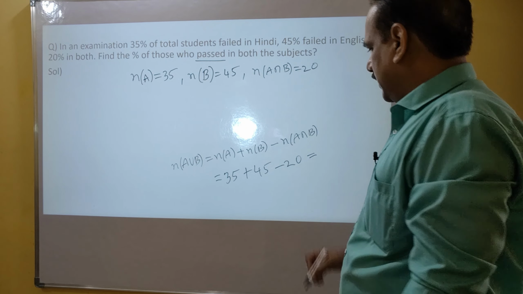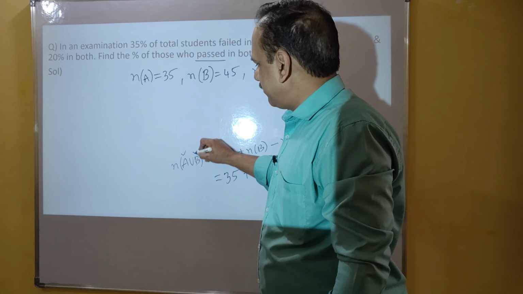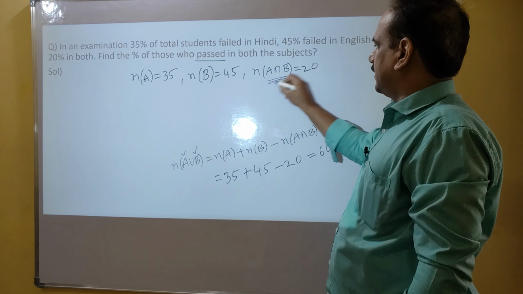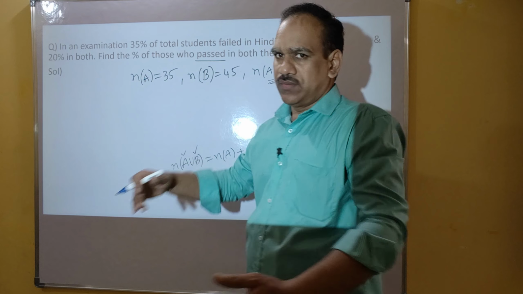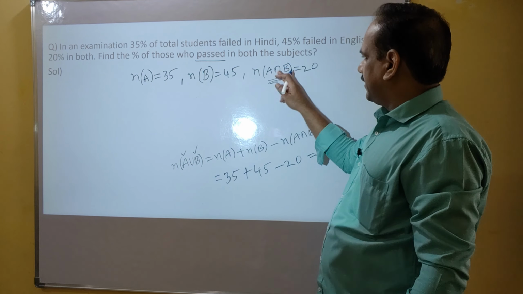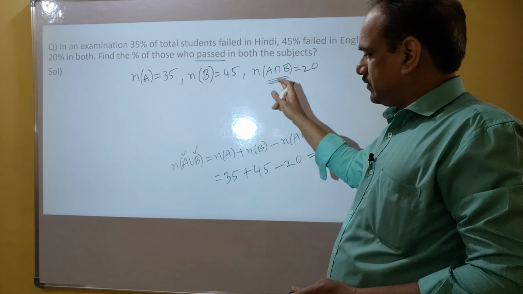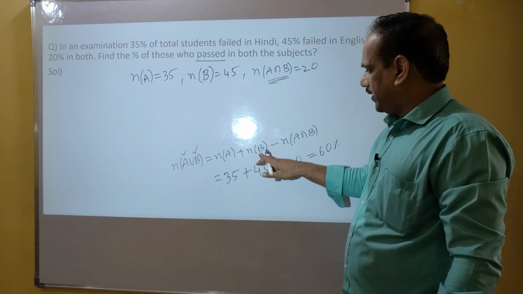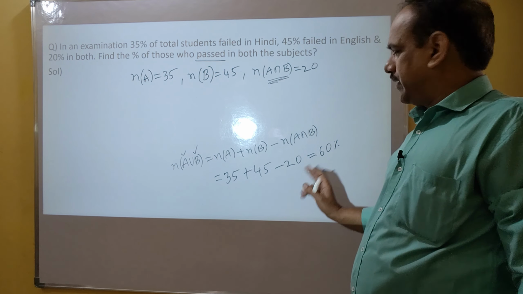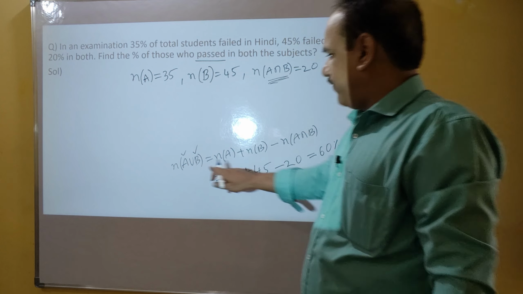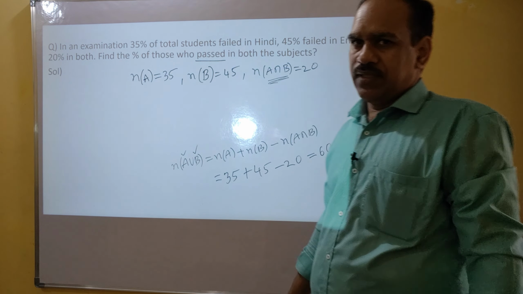It is 60. So what is N of A union B? What is N of A intersection B? It refers to 20% in both, failed in both. So N of A intersection B is 20% means what? The 20% fail in both the subjects. So this is failure percentage. So N of A union B is also failure percentage. So 60% are failed in either A or B or both, right?